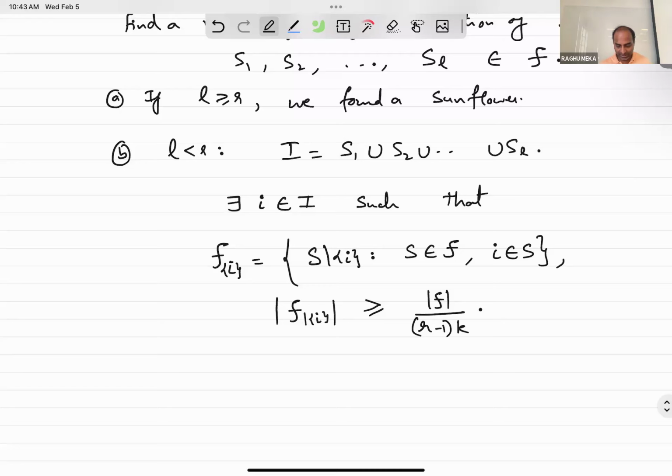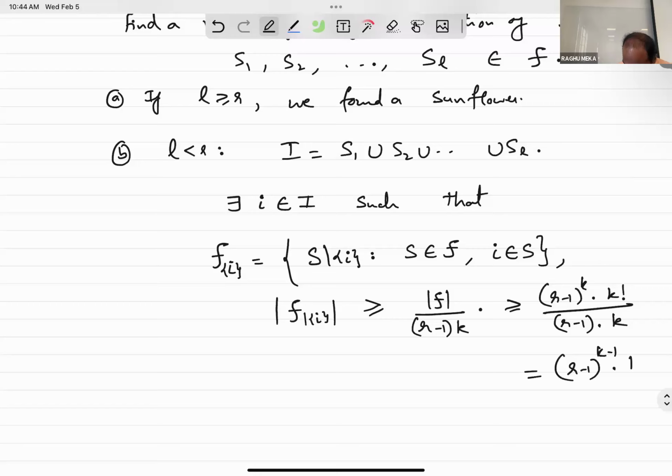So that was the argument. In some sense, we said the size is bigger than or equal to r minus 1 to the k times k factorial divided by r minus 1 times k, which is, again, we could use induction, right? So if this is true, F_i only contains sets of size k minus 1, and its size fits the same formula. So it must contain an R sunflower, and hence F itself should contain an R sunflower. Okay. That's the argument.